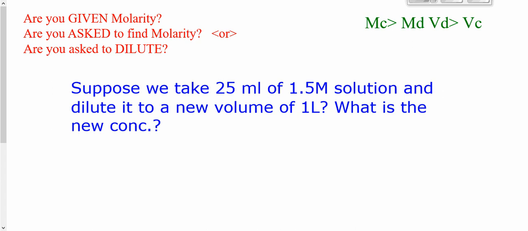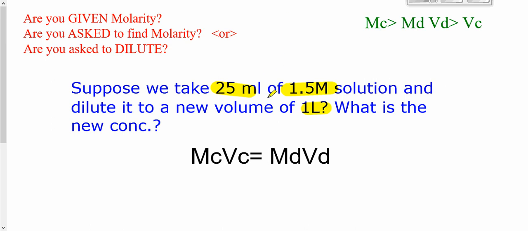So does this question give me molarity, ask me to find the molarity, or ask me to dilute? Well, they do give us a molarity, and they do ask us to find one, but the word dilute is the clue. Because they're asking us to dilute, we're going to use the dilutions formula, MCVC equals MDVD. Now I have three numbers, 25 mL, 1.5 molar, and 1 liter.